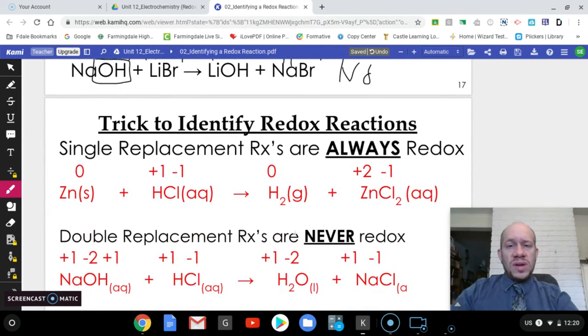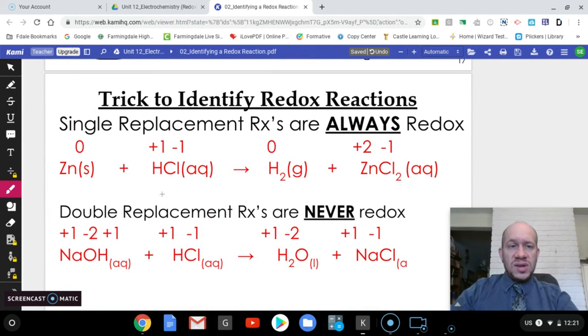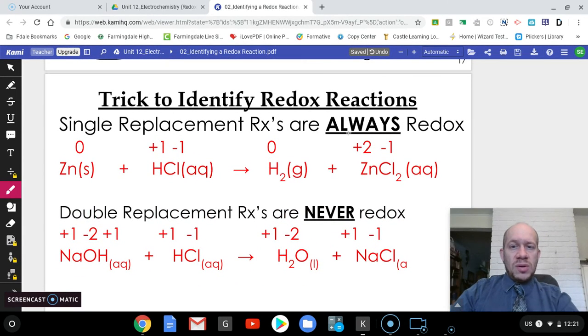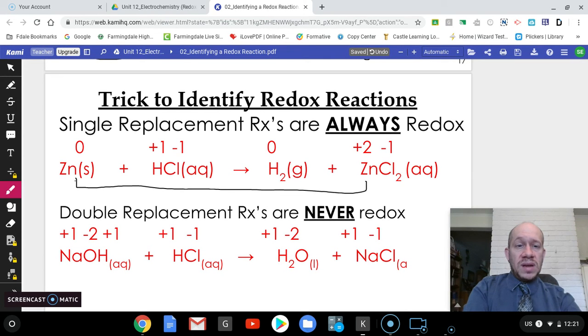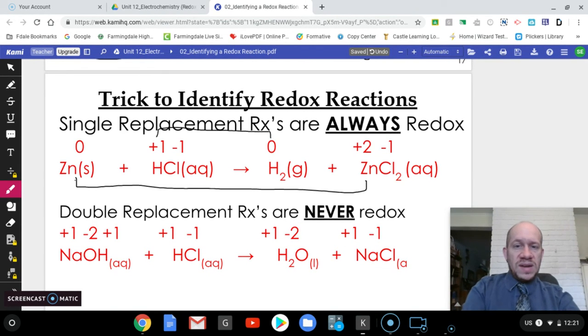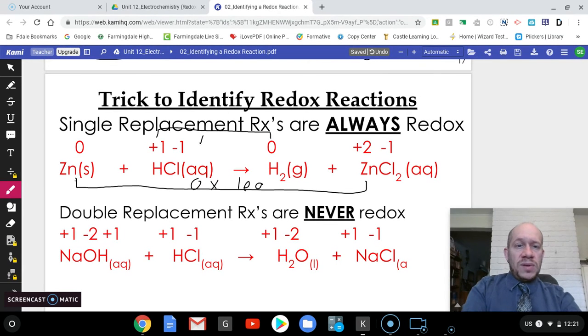So there's a trick you can use to identify redox reactions. Single replacement reactions are always redox, and double replacement reactions are never redox. So here's an example equation. You can see if we do all of our oxidation states, notice zinc is going from 0 to +2, and hydrogen is going from a +1 to a 0. So we have both oxidation, loss of electrons, and reduction, gain of electrons.